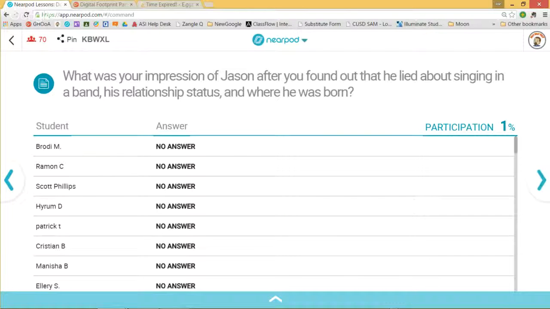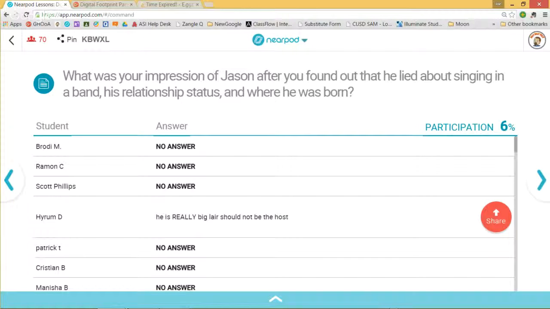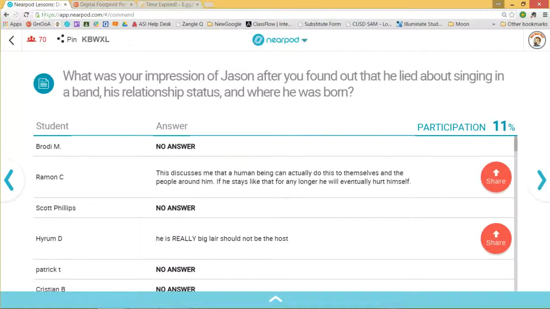About 2 more minutes to tell us about Jason. Now that you know that he lied about singing in a band, lied about his relationship status, and lied about where he was born, what are you thinking about him now? Makes Linda look pretty nice now, huh? So all you guys that are in Team Linda are like, I told you. I told you Linda was the one. Go, Linda, go. Oh, but wait. Team Jason's going to come skyrocketing back. About 1 more minute. Your thoughts on Jason now that you know these things.